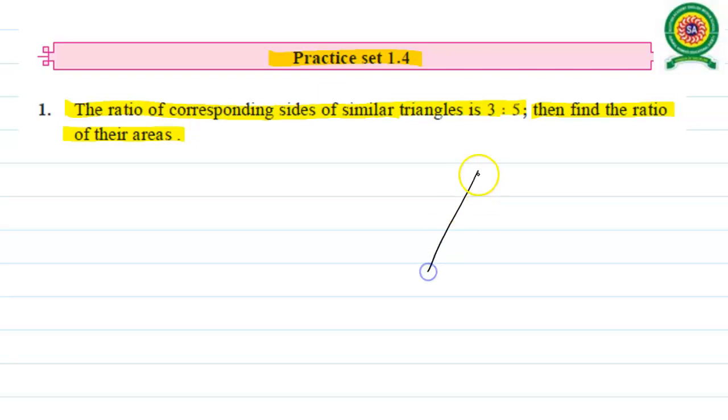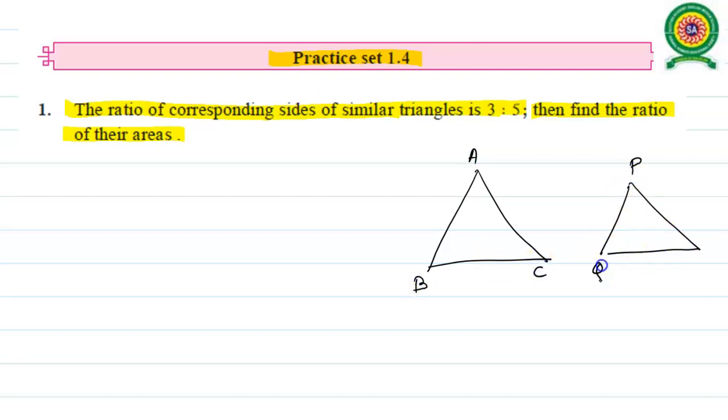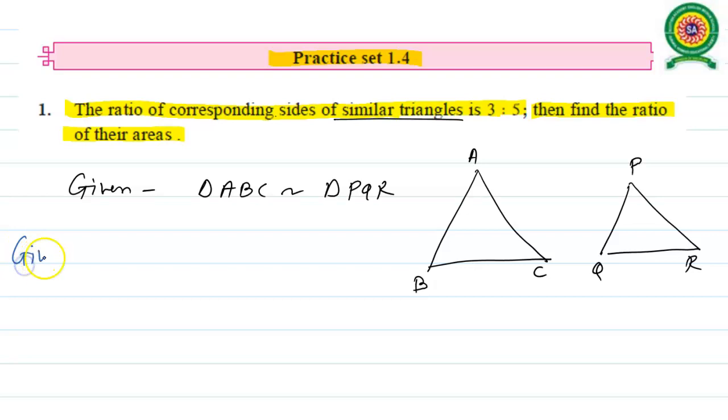Now suppose we have any two triangles. I would like to assume them as ABC, and the other triangle is PQR. We are given that the triangles are similar. That means triangle ABC is similar to triangle PQR. Next, we are given that the ratio of their corresponding sides, AB divided by PQ, equals BC divided by QR, equals AC divided by PR, equals 3/5.